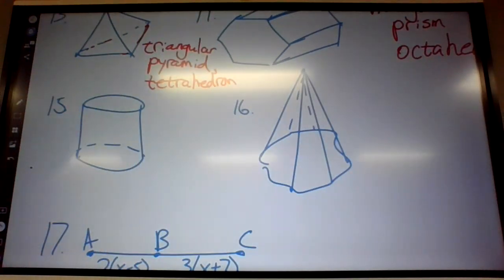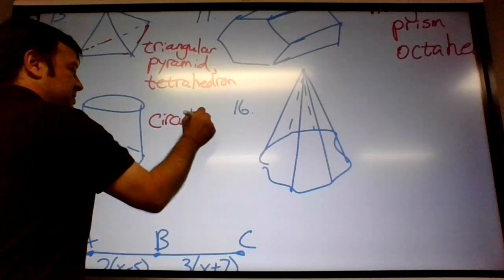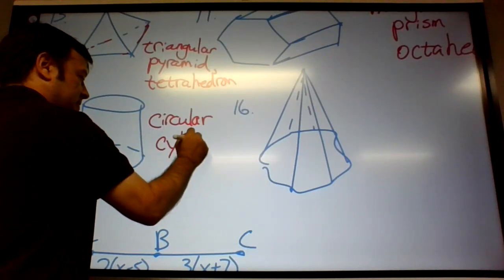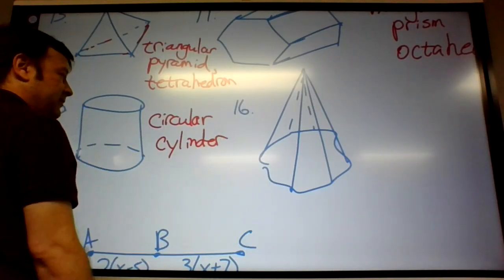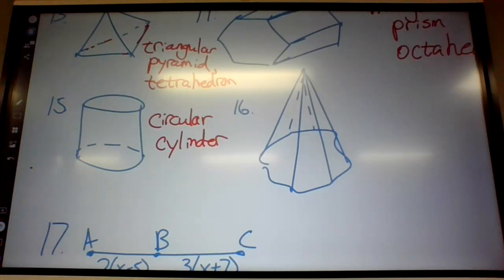Alright, Hunter, what's 15? Cylinder. They would call it a circular cylinder because normally when we say cylinder, we mean it's a circle. But by the book's definition, it could be irregular bases, not necessarily circles. But yeah, I would take cylinder. And it's not a polyhedron because it's not flat surfaces.